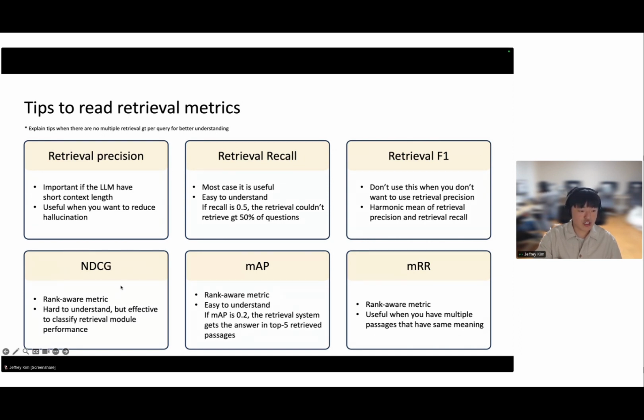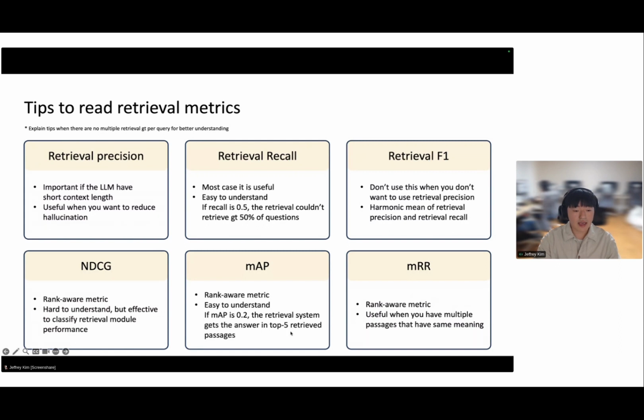And the next is NDCG. NDCG is a rank-aware metric. These three metrics are rank-aware metrics, which means they weight the rank of the retrieval system's results. If a retrieval system gets the answer first, it will get a higher score. But when the retrieval system gets the result at a lower rank, it will get a lower score. So NDCG is quite hard to understand and can't be explained straightforwardly, but it is really effective for classifying retrieval module performance.